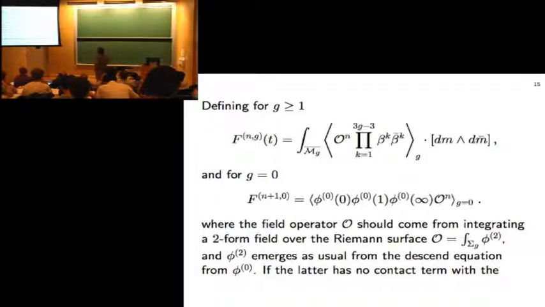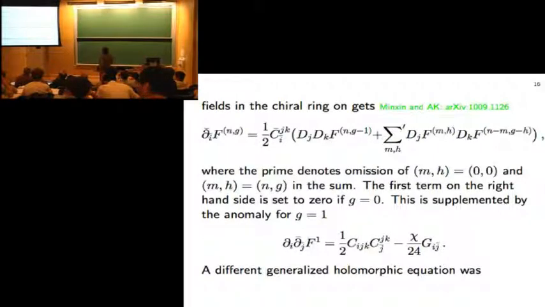And this equation is basically the most important equation for our purposes, because it determines this whole omega background deformation. So the prime here on this sum means the omission of the terms with (m,h) equal to (0,0) and the maximal one, the same as this one, in this sum. And the first term on the right side is set to 0 if g is equal to 0, so there's no negative genus. And this is supplemented by the normal holomorphic anomaly equation for g equal 1.